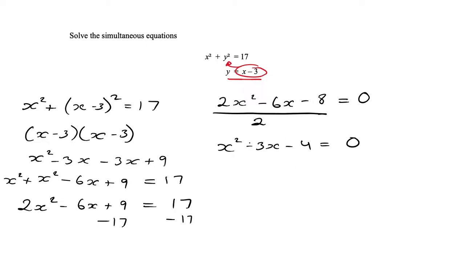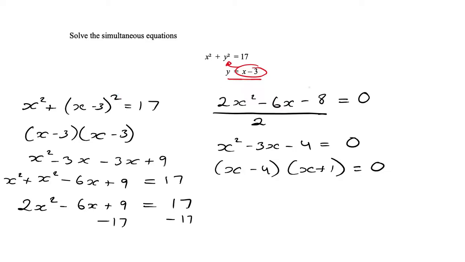Now we have the quadratic. Now we can solve it. So we need two numbers which multiply to negative 4 but sum to minus 3. So we can have negative 4 and positive 1. So we have x minus 4 and x plus 1. These two multiply to negative 4 and sum to negative 3, and both of these are equal to 0.